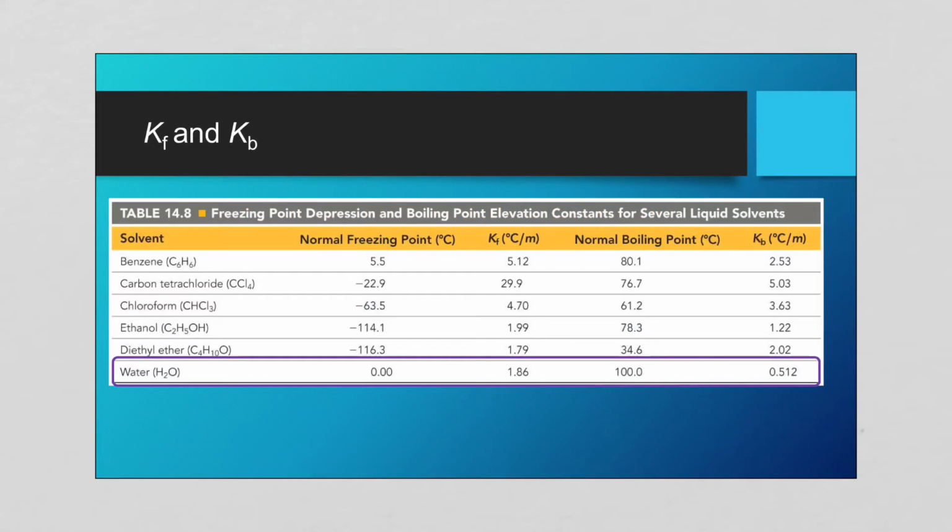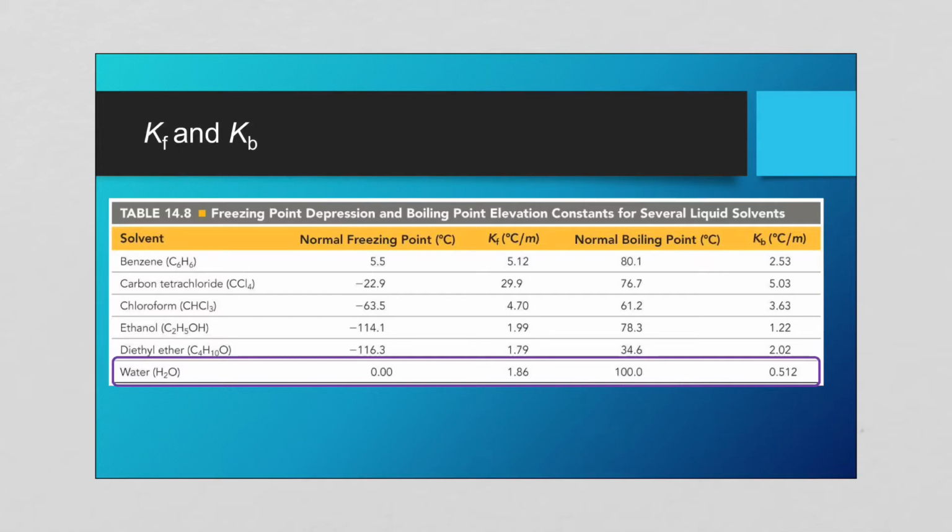Okay, so I just threw this chart in there to show you that these constants are solvent-based. You do not have to memorize them. The ones that we will most often use and the ones that you'll become most familiar with are the values for water. Now, of course, you should know the normal freezing and boiling points of water that you're comparing to, right? A freezing point of 0, boiling point of 100. So for water, the Kf is 1.86 degrees Celsius per molal, and the Kb is 0.512.